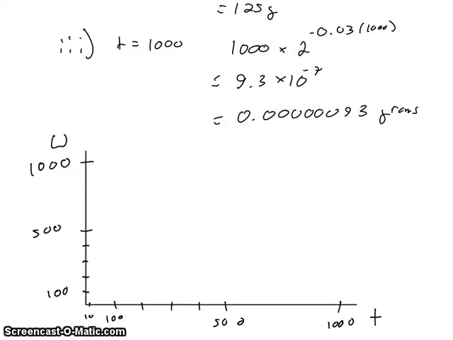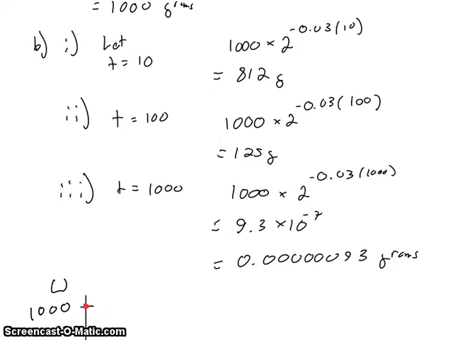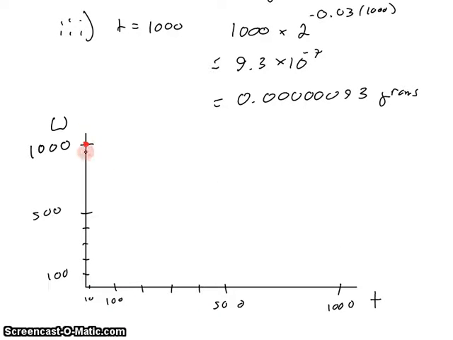So what do we know? We know initially there was 1,000 grams. After 10 years, there's 812 grams. So it goes all the way down to 812. I'm going to need some dashes in here. So 812 is going to be right about there. So that's the coordinate x, comma, y.